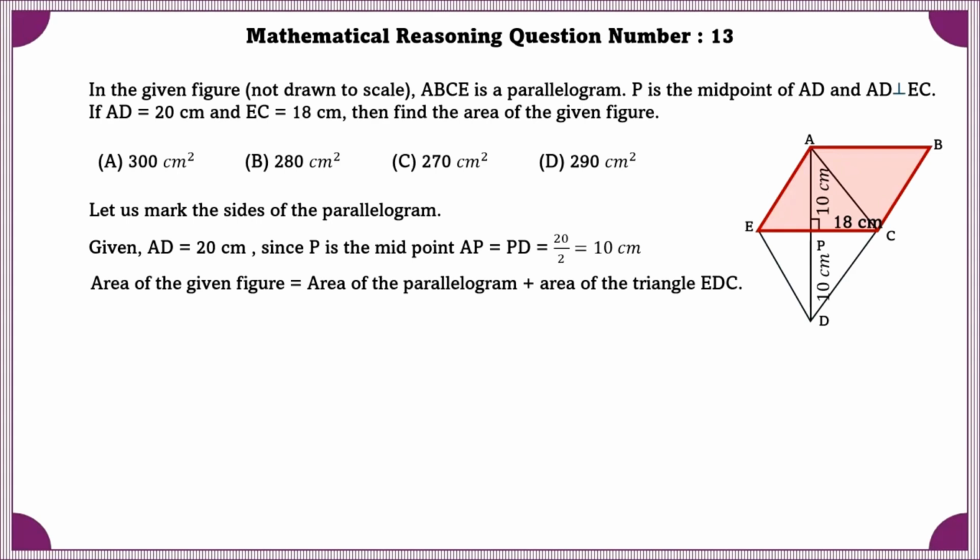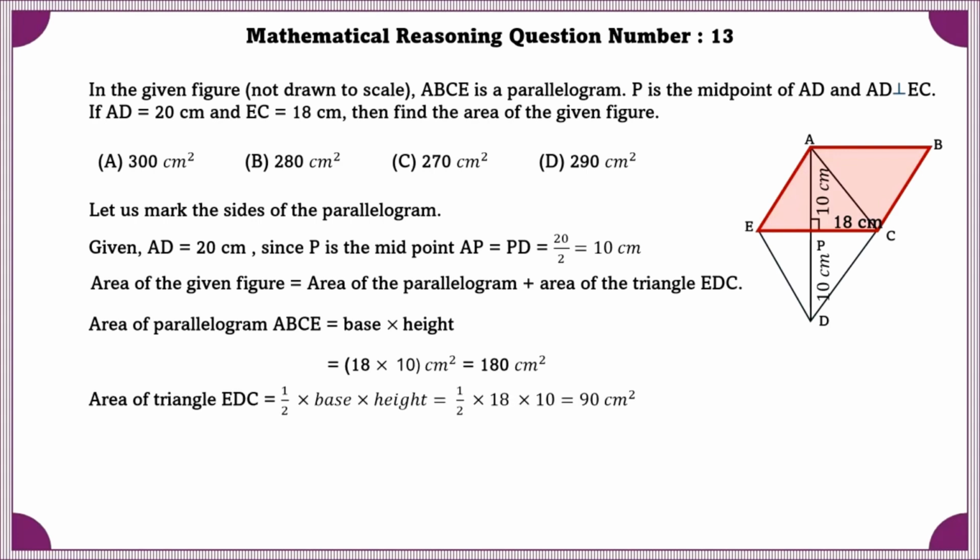Area of the given figure is equal to area of parallelogram plus the triangle EDC. So we know that area of parallelogram is equal to base into height, which is equal to 180 centimeter square. Now area of triangle is equal to 1 by 2 into base into height, which is equal to 90 centimeter square. Area of the given figure is equal to 180 plus 90, which is equal to 270 centimeter square.